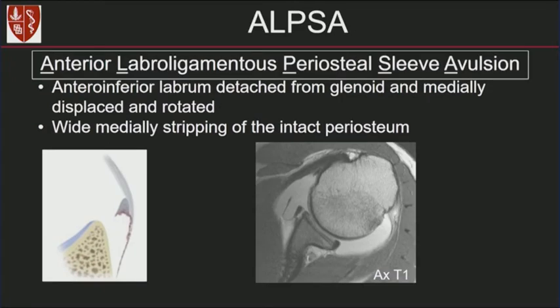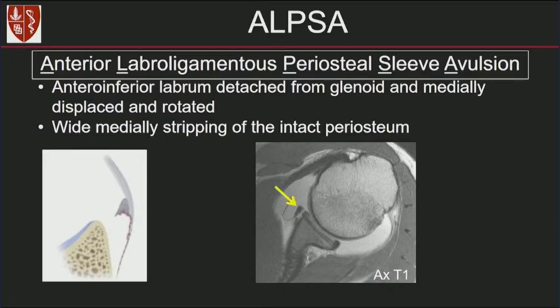Okay. An ALPSA lesion stands for anterior labral ligamentous periosteal sleeve avulsion. I think of this as kind of Perthes getting worse. So now you're seeing anteroinferior labrum that's detached from the glenoid, and it's medially displaced. Remember the Perthes, the labrum is not displaced. So here it's medially displaced. Look at the stripping of the intact periosteum. You get wider stripping in an ALPSA.